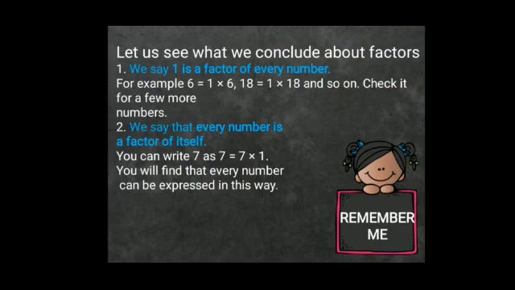Now, second fact. Can 7 be a factor of itself? Yes, you can write 7 as 7 multiplied by 1. You will find that every number can be expressed in that way. So, we can say that every number is a factor of itself also.